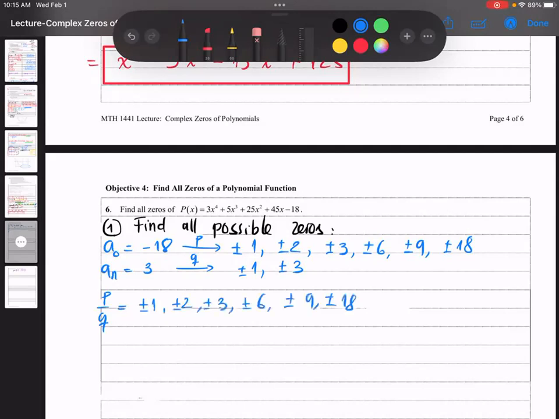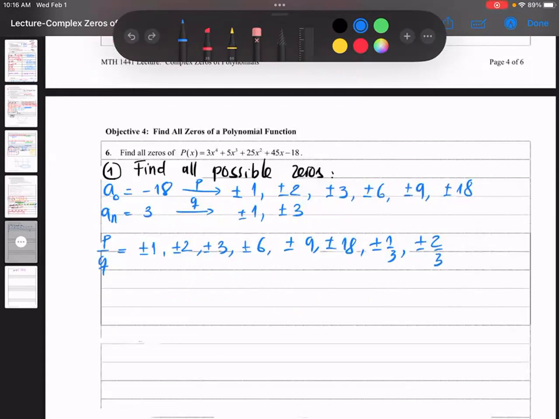What about the second one? Plus minus 1 on the top divided by plus minus 3 on the bottom will be plus minus 1/3, plus minus 2/3. Plus minus 3 on the top divided by plus minus 3 on the bottom, that's plus minus 1. We already had this, so we don't have to rewrite. Plus minus 6 over plus minus 3 is plus minus 2. So we have all that, right? So we're good. So we stop.